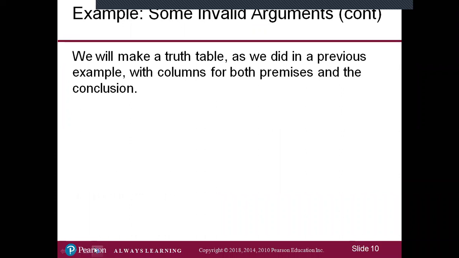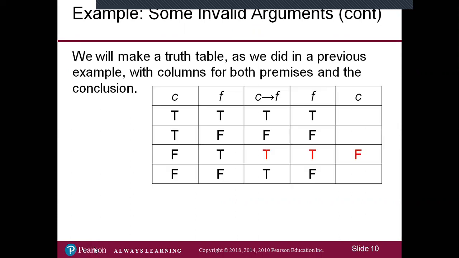We will make a truth table as we did in a previous example with columns for both premises and the conclusion. Here they list C first, then F by convention. C is TT, FF. F is TF, TF. Then we have premise 1, premise 2, and the conclusion.